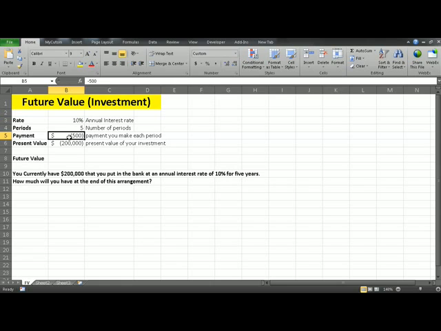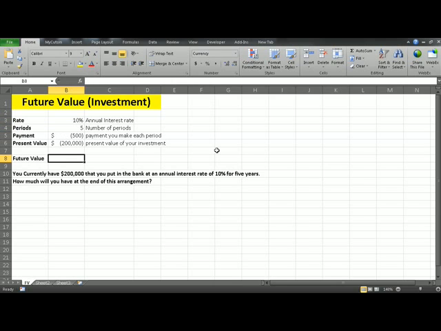Payment is the money that you might be paying towards your savings account each month. In this particular case, it's $500. And present value is the money that you have actually started with, or the initial amount that you put in your deposit account. The question you want to ask yourself here is: if I have $200,000, I put it in the bank, I make contributions of $500 every month, and the bank is going to be paying me 10% interest annually, how much would I have after 5 years?